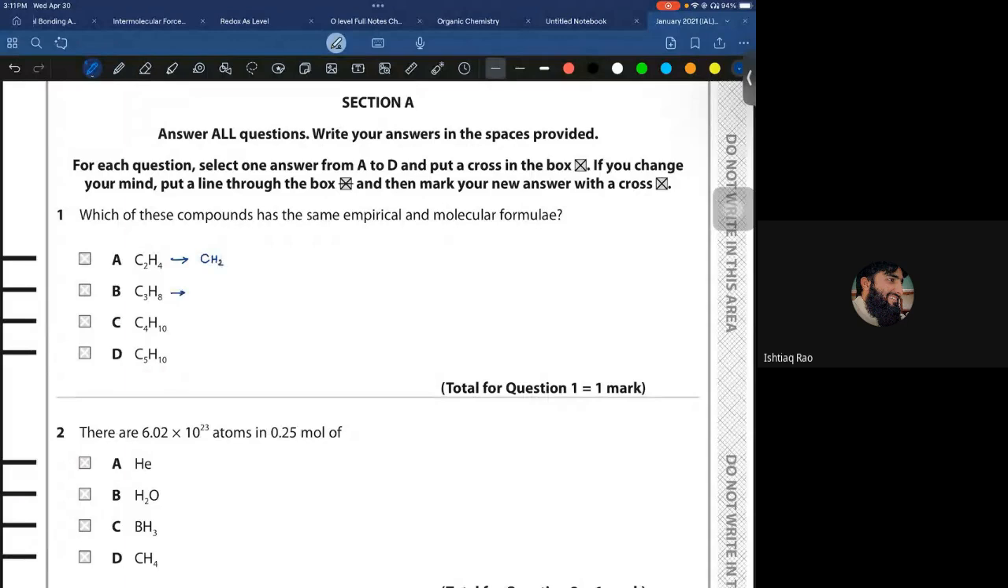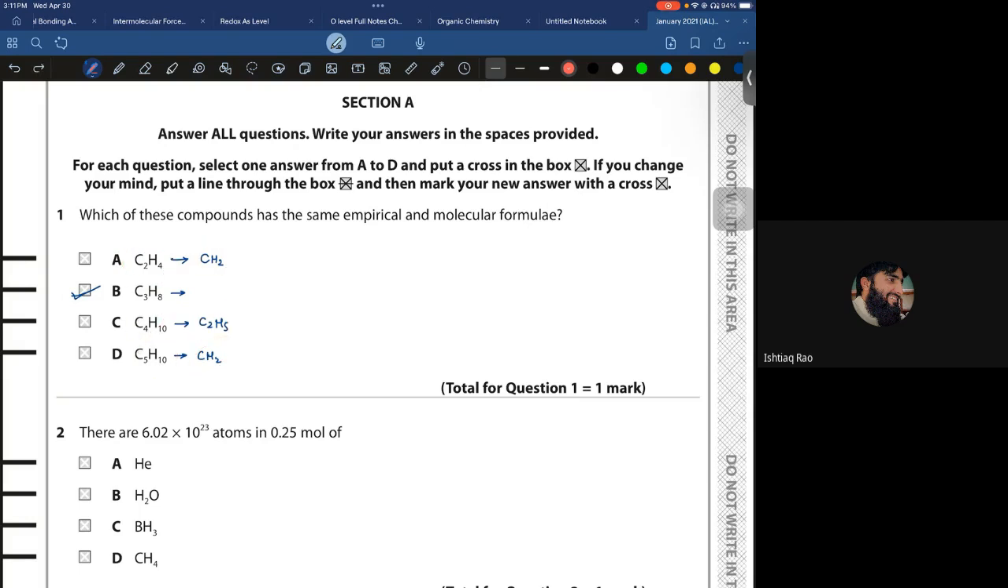CH2. I cannot divide it. It can be divided. It would be giving you C2H5, or it would be giving you CH2. Basically, I'm going to divide by the smallest number. So in option B, empirical and molecular formula are the same, because I cannot divide these two numbers by the smaller number, that is 3, because 8 is an even number and 3 is an odd number. This is molecular, this is empirical.